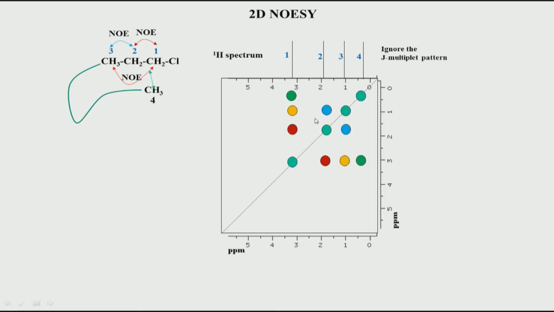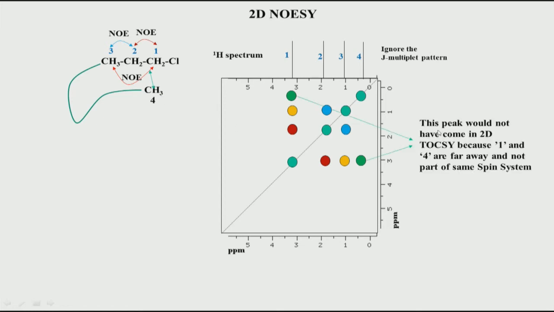So, if I see a cross peak like this between 1 and 4, immediately I can conclude that there is a distance of less than 5 to 6 Angstroms between 1 and 4, but this will not be possible to see in TOCSY. So, this peak would not have come in 2D TOCSY. Why? Because 1 and 4 are far away and therefore are not part of the same spin system.